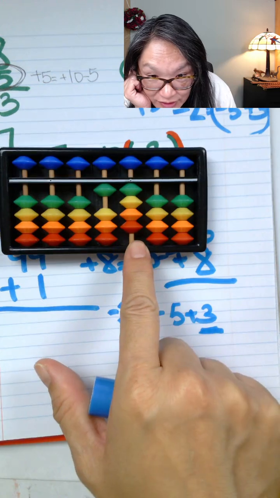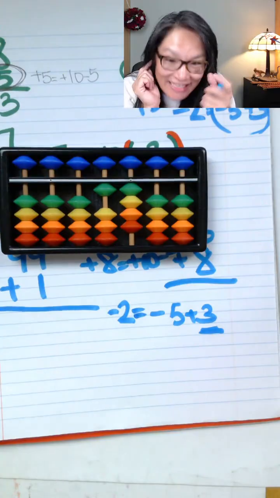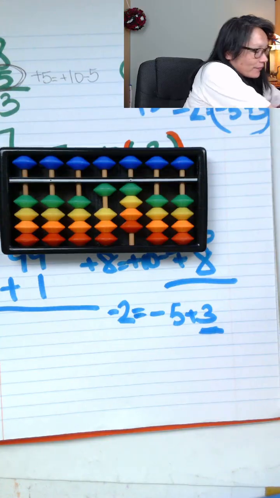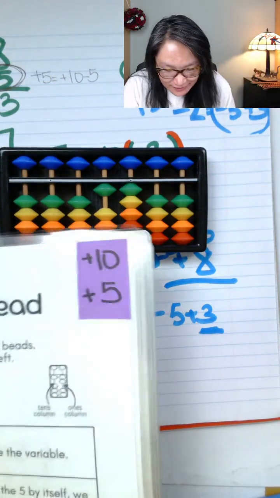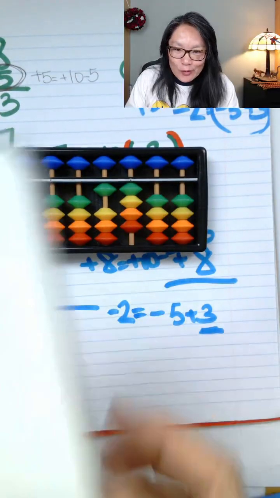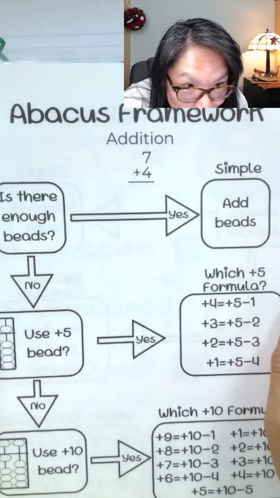So my final answer is 14. Here is the secret. I wrote it all out. Here we go. This is the framework that we're doing.